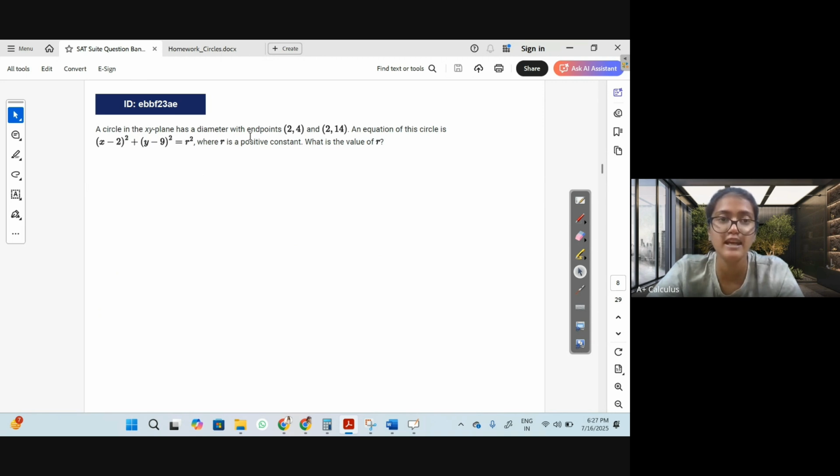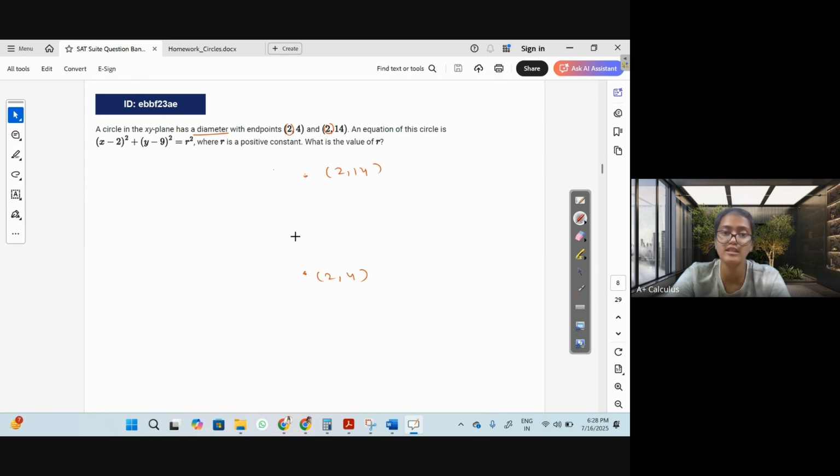A circle in the xy plane has a diameter with endpoints 2, 4 and 2, 14. An equation of the circle is this, where r is a positive constant. What is the value of r? Okay, so the endpoints of the diameter are given. So let's say 2, 4 is this, and 2, 14 will be just above this point. See, the x coordinate is the same. So if this point is 2, 4, then 2, 14 will be somewhere here. So these are the endpoints of the diameter.